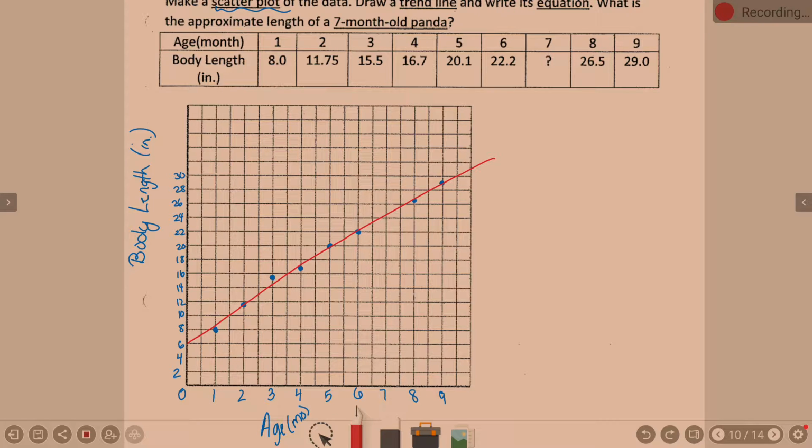Okay, there's my attempt. I caught some of the dots. Some of the dots are below. Some of the dots are above. That is my attempt at a trend line.